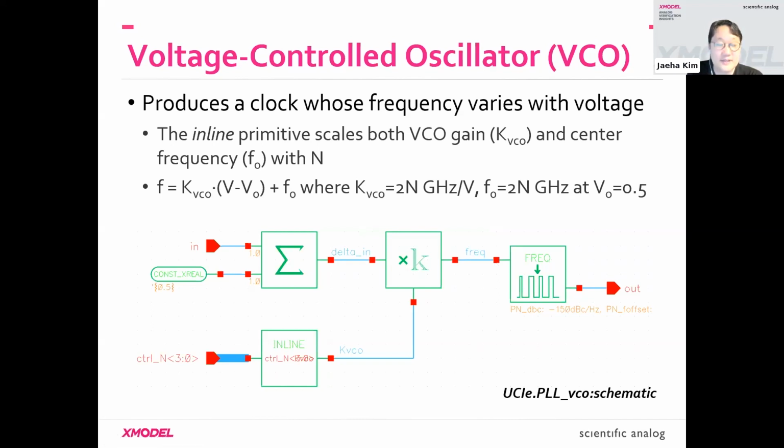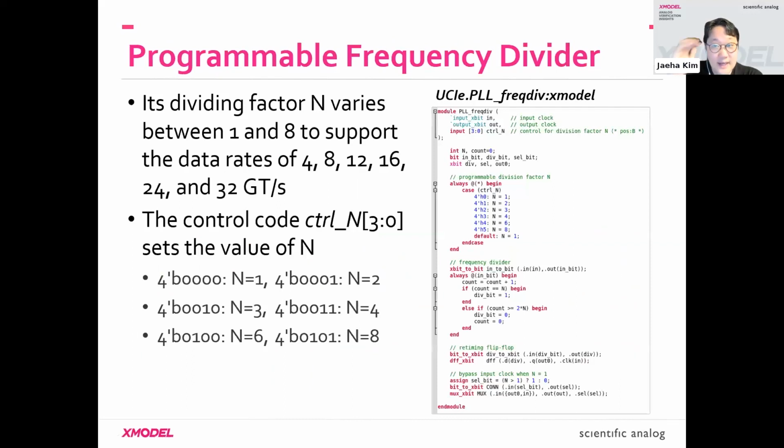Okay, so this is how you can construct the analog model by putting these XMODEL primitives together. So the divider, as I said, is going to be programmable based on the data rate they want to operate at. In this example, we're using 4-bit codes to set the dividing rate. The first part will decode that code into the actual dividing factor, and the second part is the Verilog description describing the programmable frequency divider.